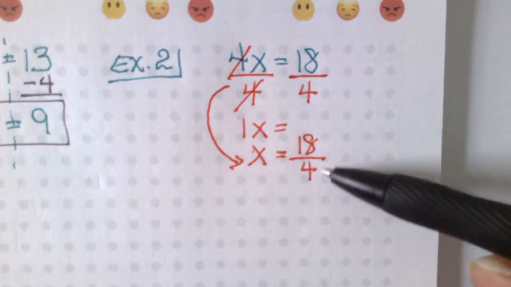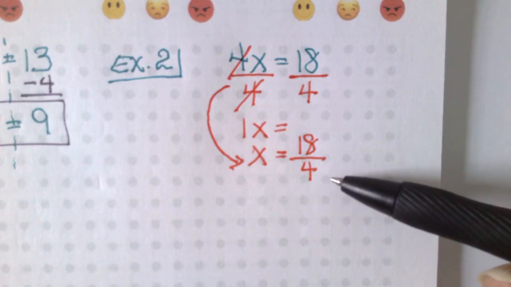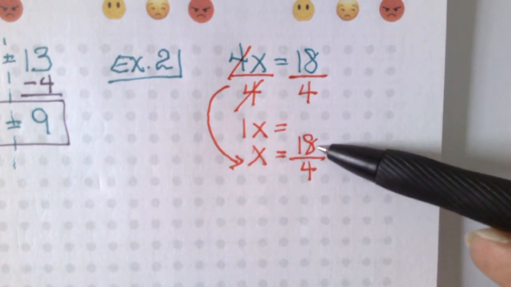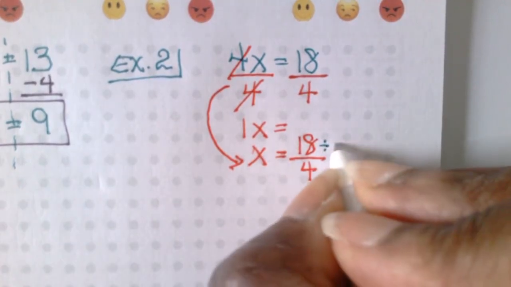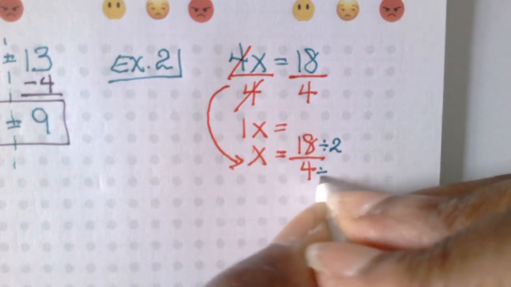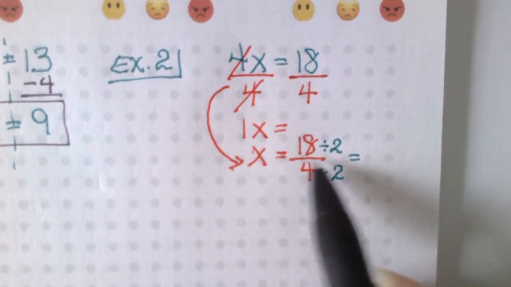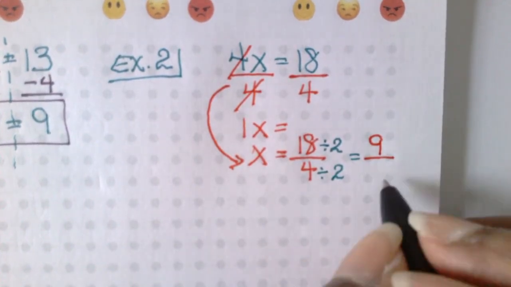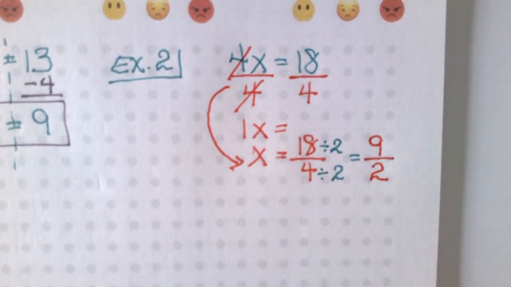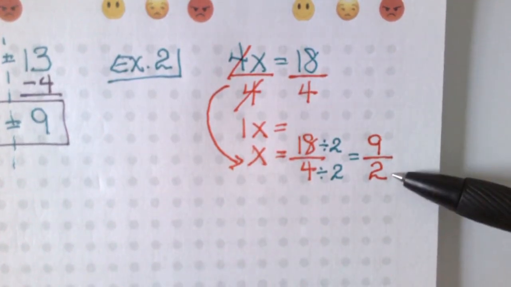So if they're even numbers, they're either going to be able to be reduced by 2 or by 4. But it's got to be a number that both the 18 and the 4 are associated with, which is 2. So I'm going to divide my numerator by 2 and divide my denominator by 2. Okay, so 18 divided by 2 gives me 9, and 4 divided by 2 gives me 2. Okay, so we have our 9 halves.